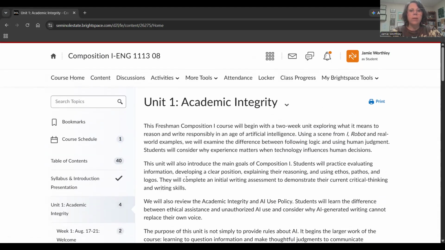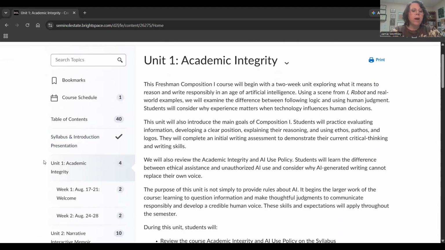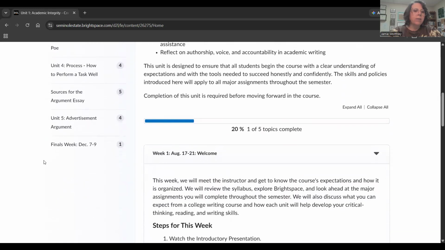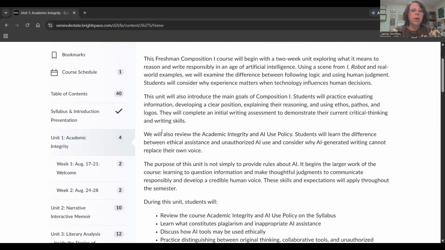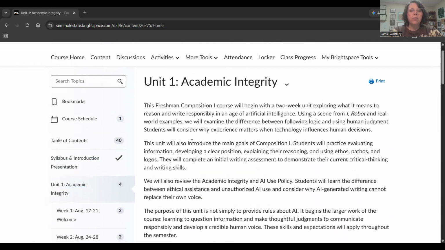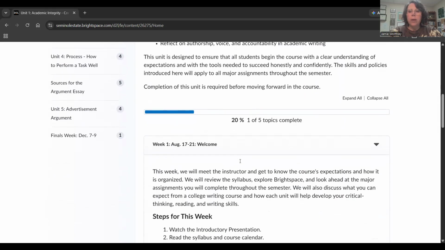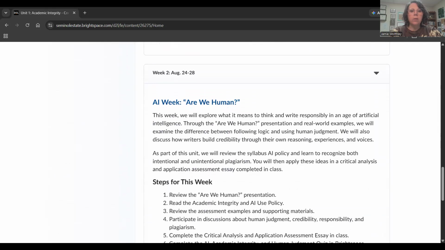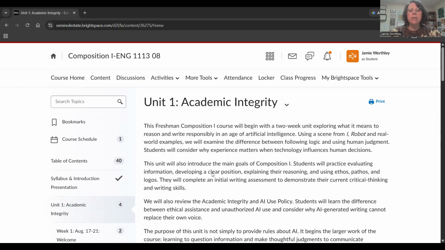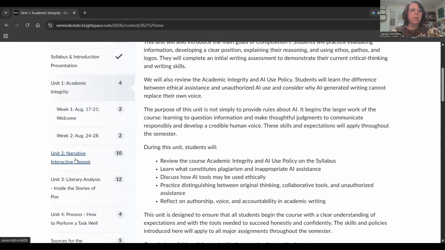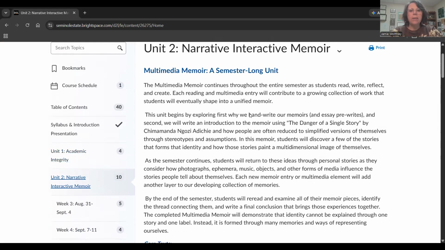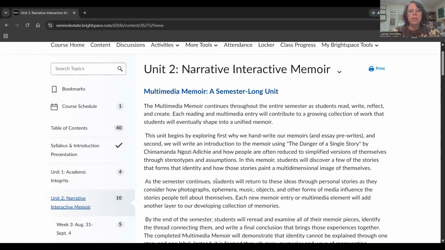But I want to kind of break some things down. We're divided into 5 different units and then the final. So we have Unit 1, Academic Integrity. Whenever I click on that, you notice I first have just a summary of what the unit is. And then it goes into week by week. So week 1, week 2. Here's a summary of the week. It's a 2-week unit. For 2 weeks, we're going to introduce ourselves and then talk about AI. And then we're going to jump into the narrative unit. Again, it has the narrative interactive memoir.